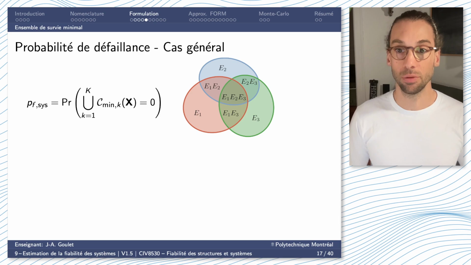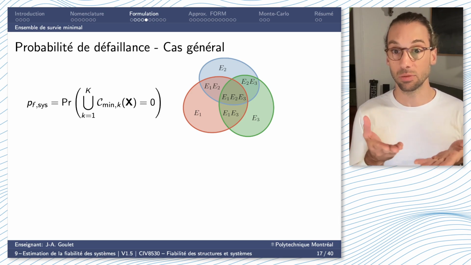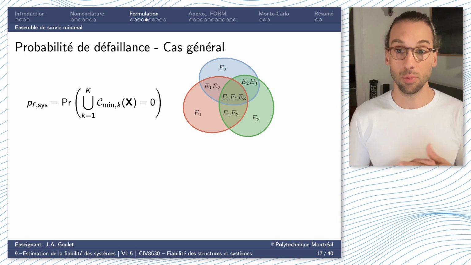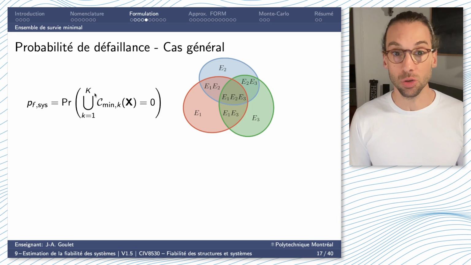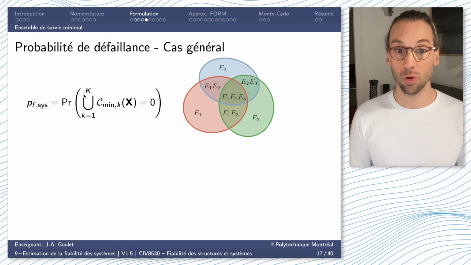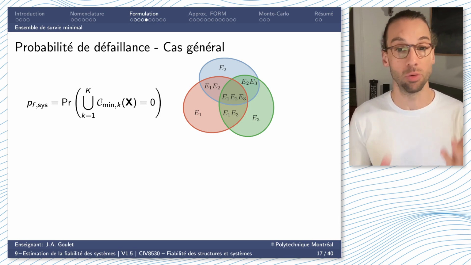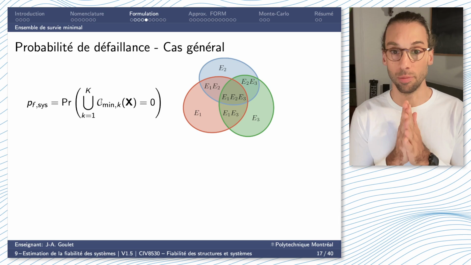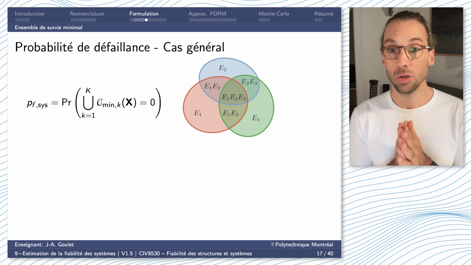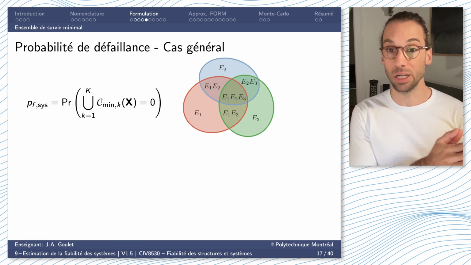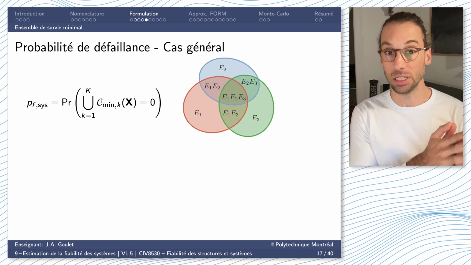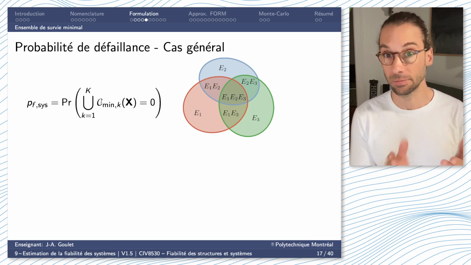So in general, if we want to use this cut set representation to evaluate the probability of failure, we're going to need to evaluate the probability over the union over an ensemble of k cut sets. And to evaluate the probability over a union, as we saw in module 1 when we reviewed probability theory, we need to use the inclusion-exclusion rule, because there can be intersections between the sets defining the different cut sets.